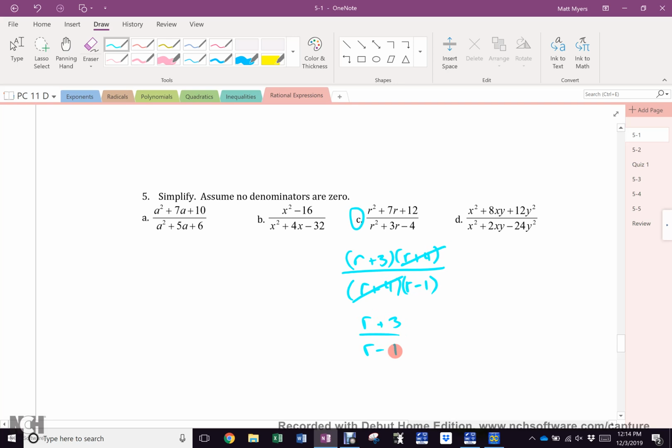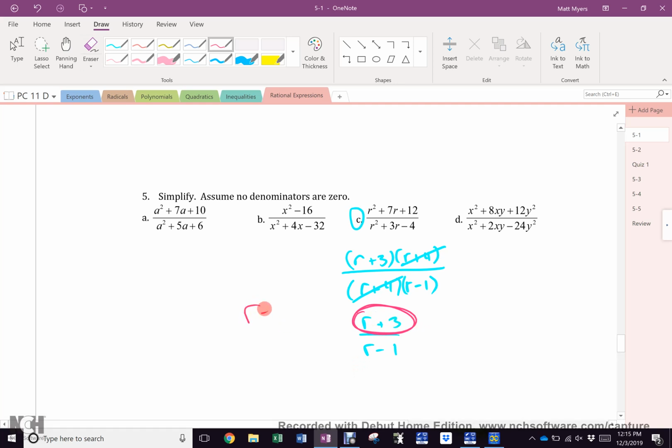Now, some of you still are doing that. Are you allowed to do that? No. Because this is all one thing. All right? This is not r plus 3. This is r plus 3. Does everybody hear the difference in the way I spoke that?